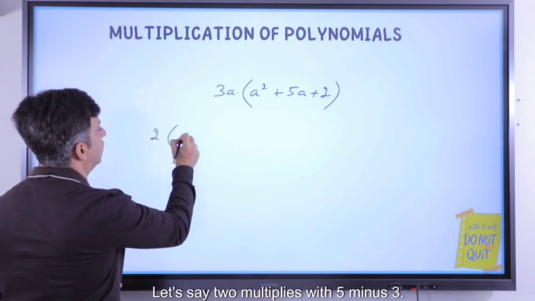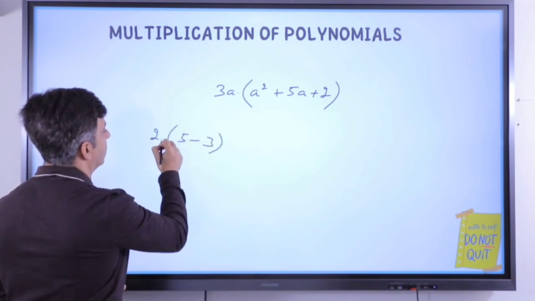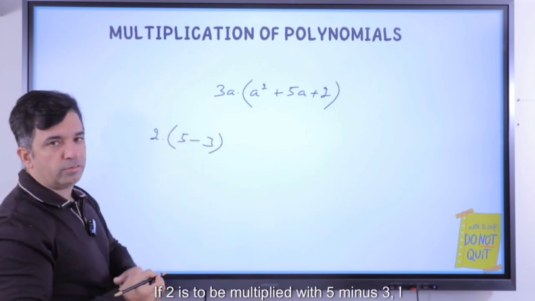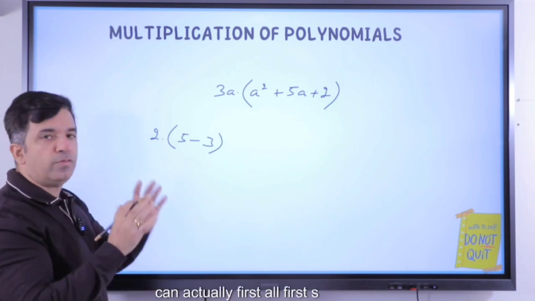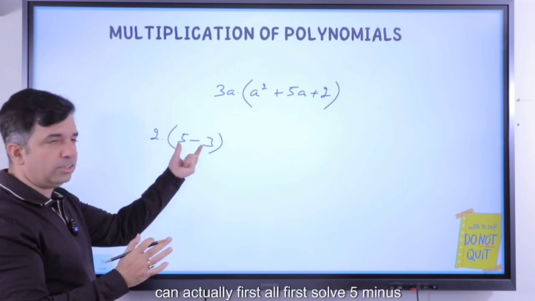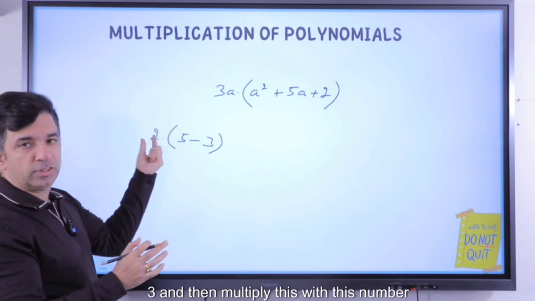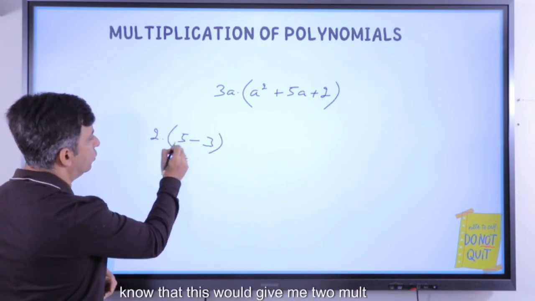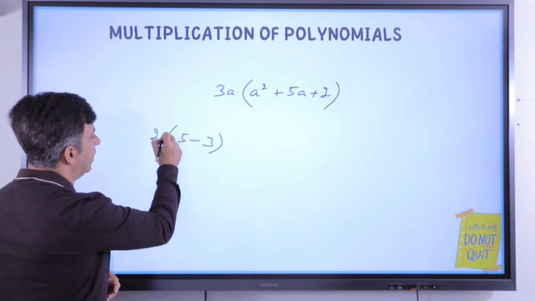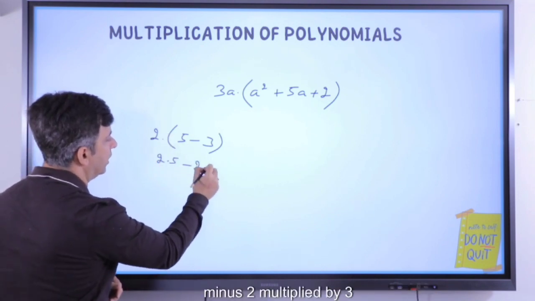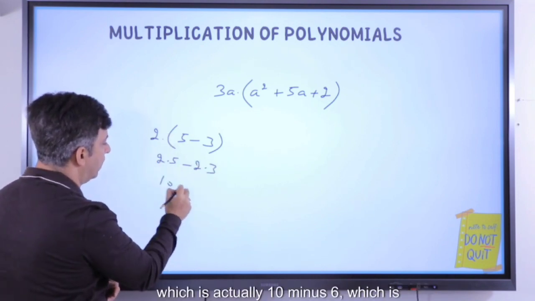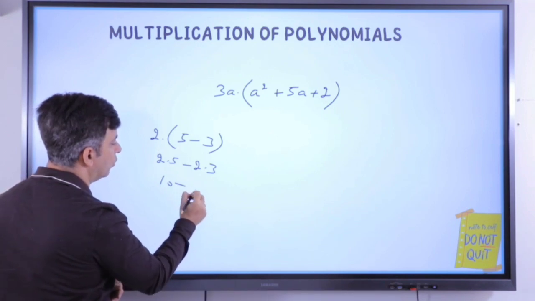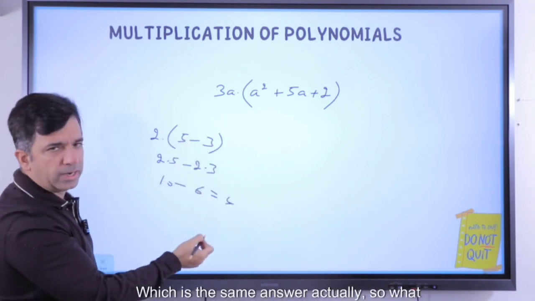Let's say 2 multiplies with 5 minus 3. If 2 is to be multiplied with 5 minus 3, I can first solve 5 minus 3 and then multiply this with this number 2. Or if I first multiply this 2, I know that this would give me 2 multiplied by 5 minus 2 multiplied by 3, which is actually 10 minus 6, which is 4, which is the same answer actually.